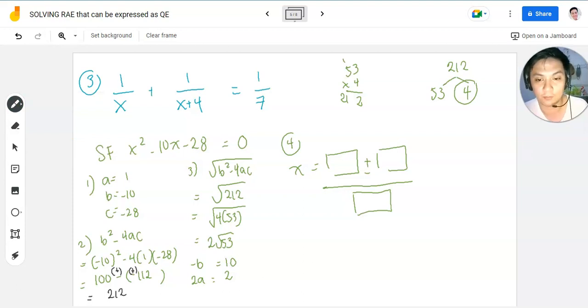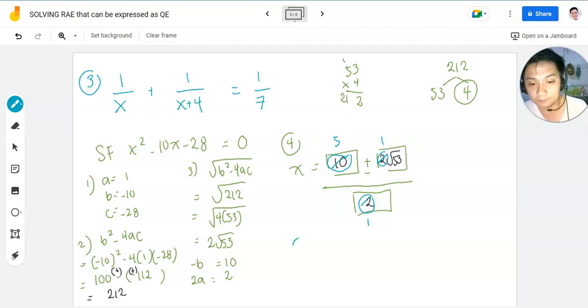So, anong susulat dito natin sa unang box? Yung negative of b, so 10. What about sa second? Yung square root ng discriminant na nakasimplify na, 2 square root of 53. And then sa baba, yung value ng 2a, which is 2. Can we simplify this algebraic fraction? Tingnan natin. Let me encircle yung 10, yung 2, at yung 2. So, all of them are divisible by 2. So, this becomes 5. Ito, 1 na lang. Ito, 1 na lang din.